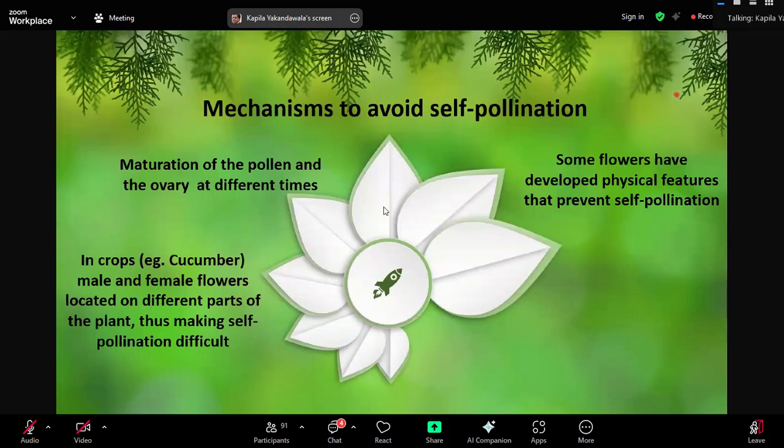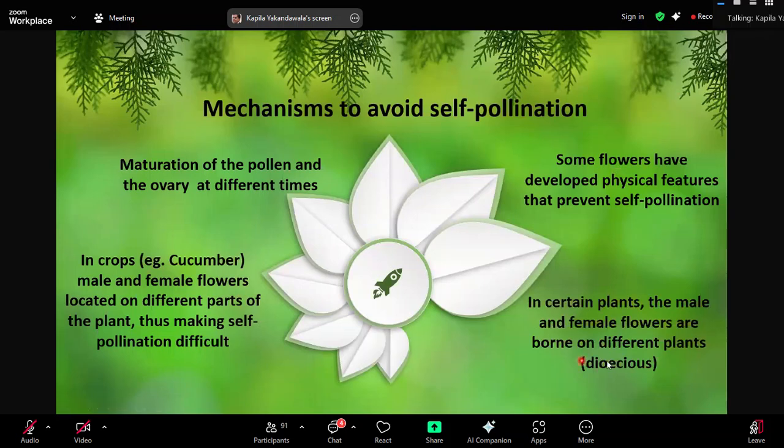Then some plants' flowers have developed physical features that prevent self-pollination. Like sometimes stamens may be moved away from the stigma. So there's less chance for self-pollination. Then in certain plants, male and female flowers are born on different plants, like dioecious. If the plant is dioecious, there's no chance for self-pollination.